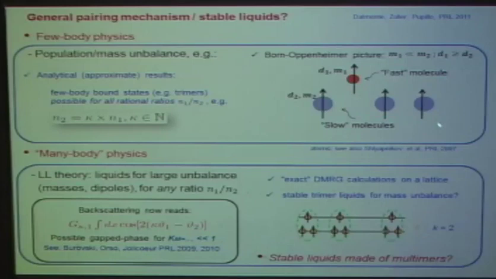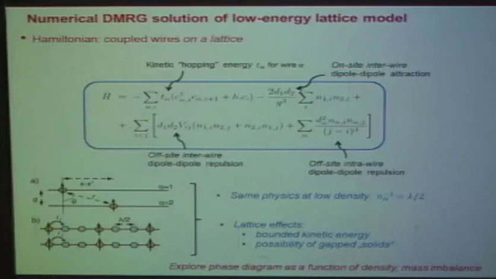So we started looking at the simpler situation, in which you try to bind two particles here with one particle here, so trimers. To do that, as I said, we looked at the lattice version of the Hamiltonian we had before. We basically put particles on the lattice, and now we have a kinetic energy. This is the Hamiltonian. We have a kinetic energy for each particle hopping in each different wire, and then we have some on-site interwire dipole-dipole attraction. So if two particles are sitting on the same site i, but in different wires, they can attract each other via dipole-dipole interactions. And now 1 and 2 signify the two different wires, and g is the distance between them.